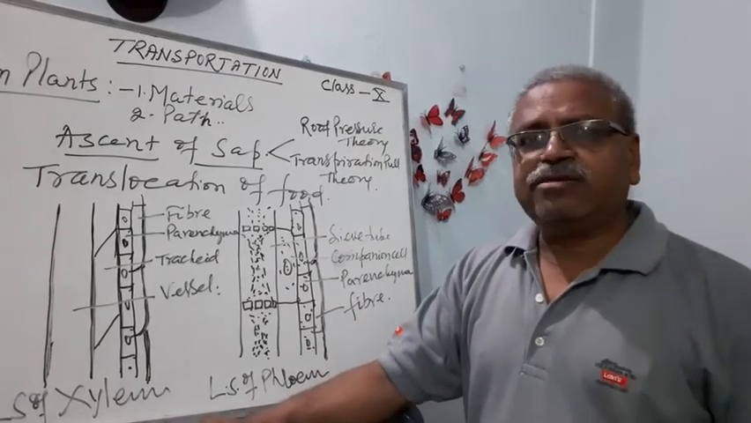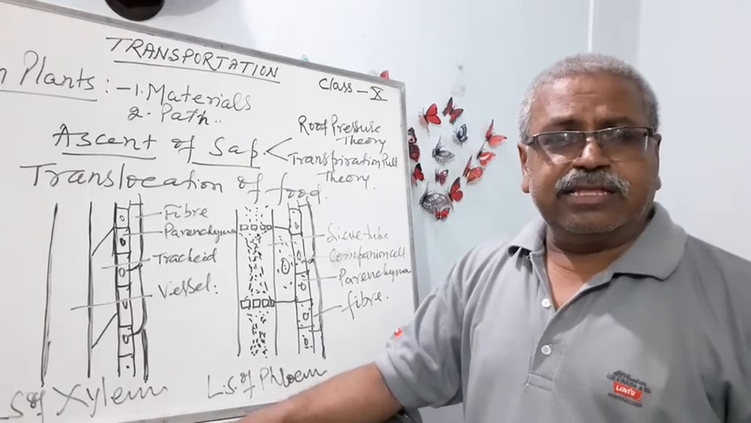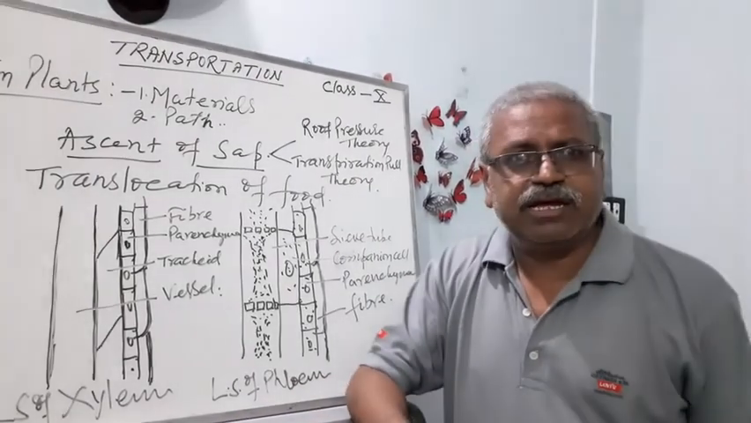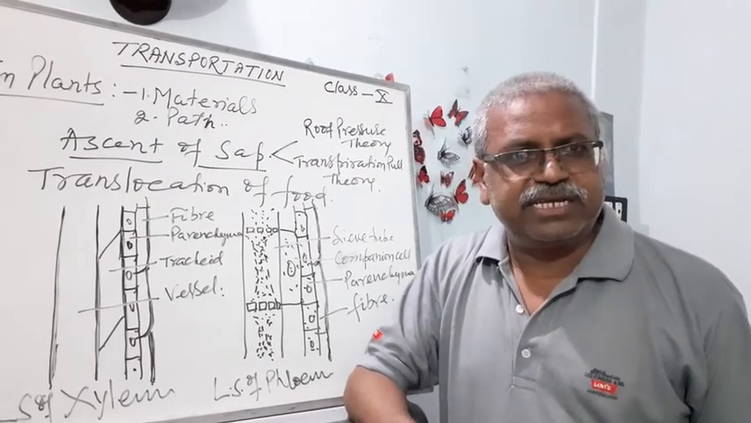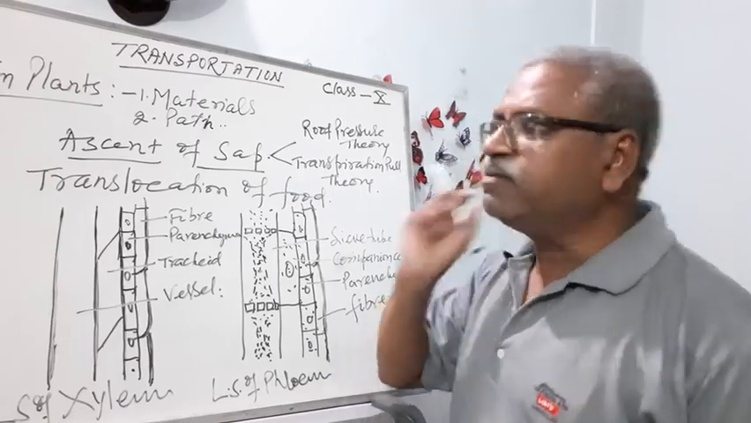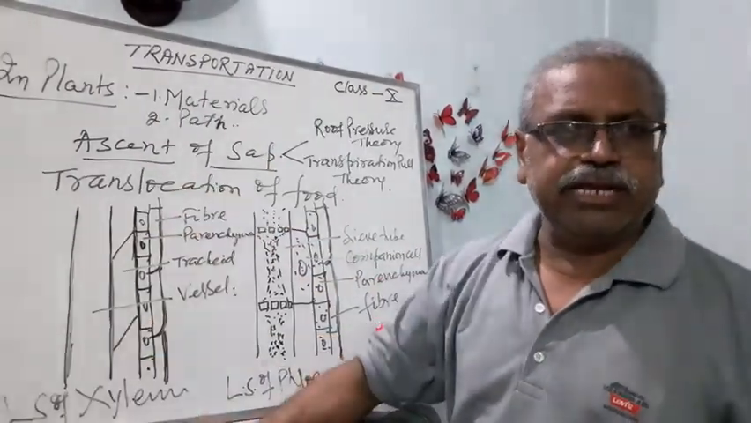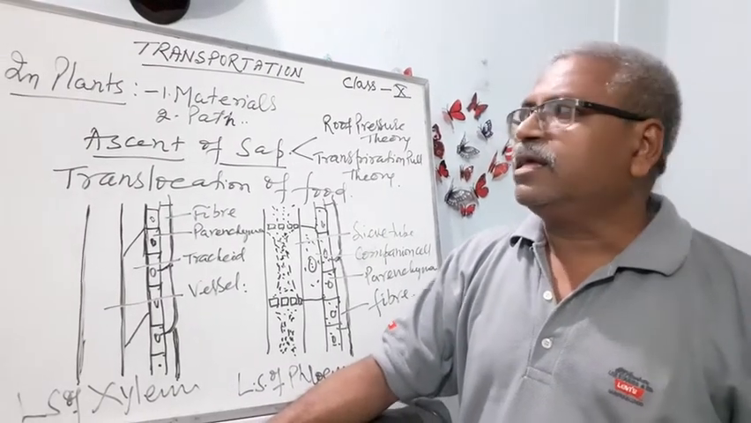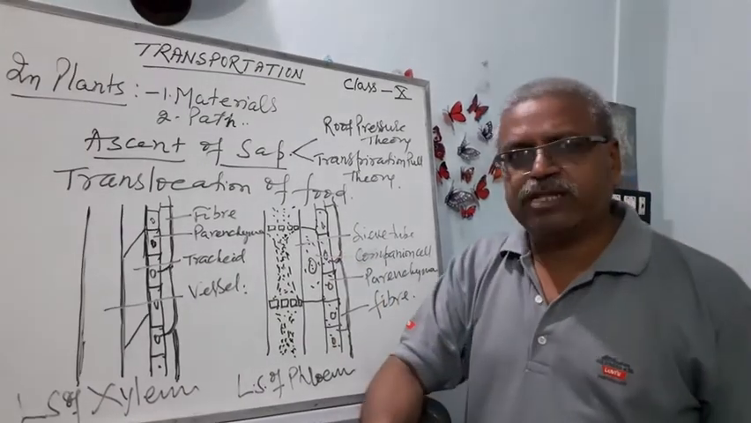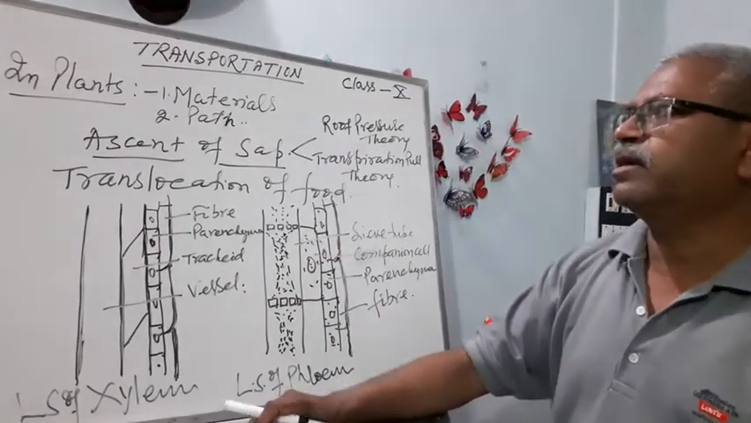Now, the question arises why it is a life process. The reason is the source of the material is fixed, but the site of consumption is the whole plant or animal. Therefore, these materials should be transported from the site of production to the site of consumption.